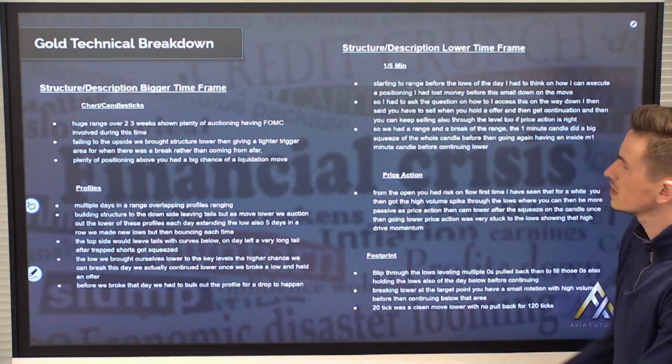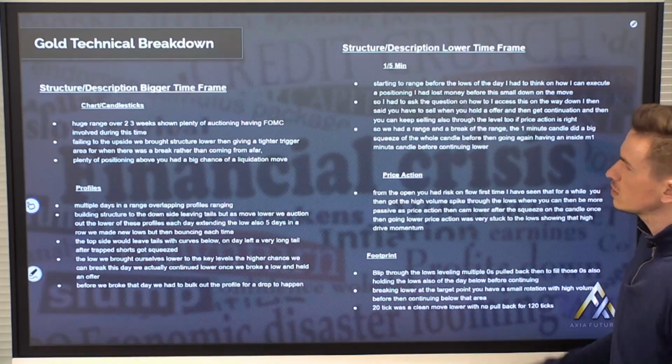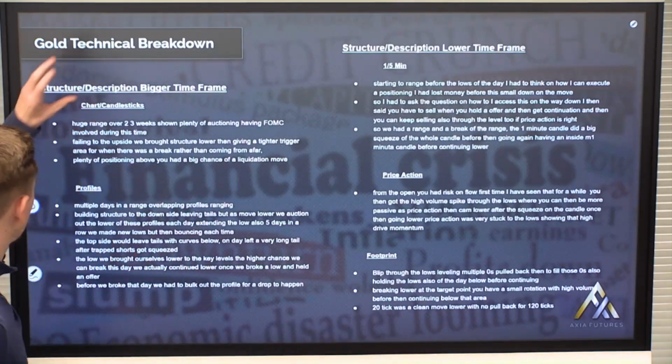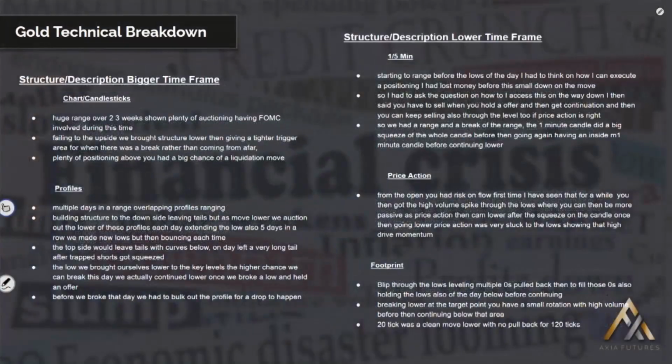But this is basically the technical gold breakdown of how I would do it, as you've seen these before: the bigger structure, the lower time frame structure, what the footprint looks like. So the chart on the candlesticks, what the profiles look like, and then your 1 and 5 minutes, that execution point. Just a little bit of a description of what price action looked like, and then you go into a bit more detail of the footprint.